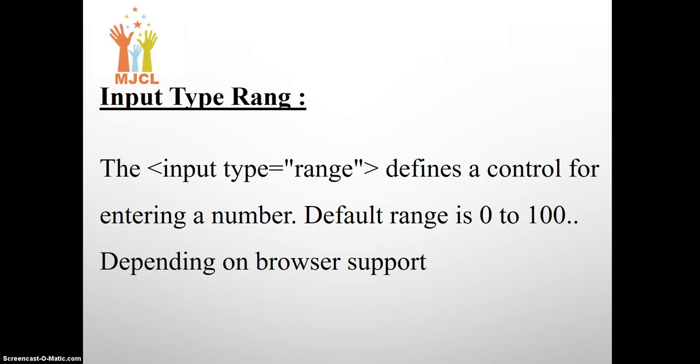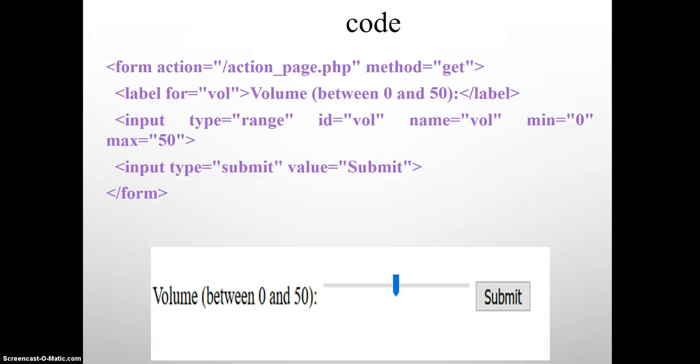Next control is range. Range defines a control for entering a number. Default range is 0 to 100 depending on the browser. Mostly that control is used for volume, where we are setting the volume. It is working as for an audio file or video file.